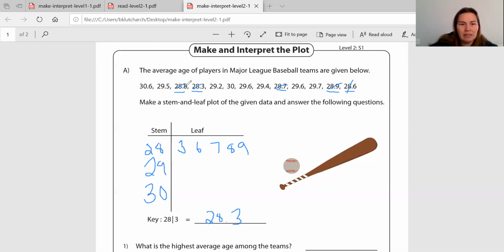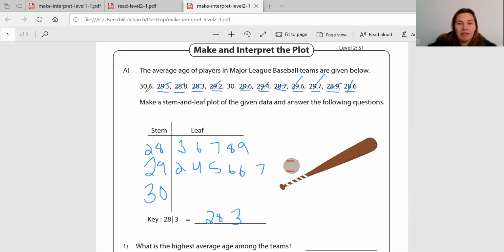So now I'm going to go to the 29s. 29.5, 29.2, 29.6, 29.4, 29.6. You'll notice we have two 29.6s. So we do actually want to write two 6s to make sure we have all of our pieces of data. So I'm going to start with 29.2. Then I have a 5, I have 29.4, 29.5, two 29.6s, and 29.7.